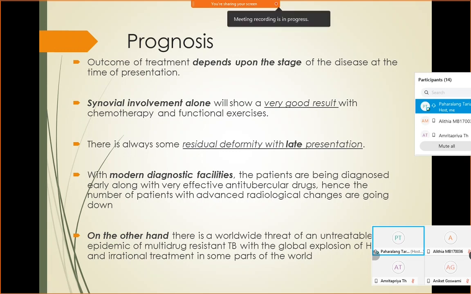However, when it is presented late, there is always some deformity. With the help of modern diagnostic tools, it is much easier for us to diagnose TB early.